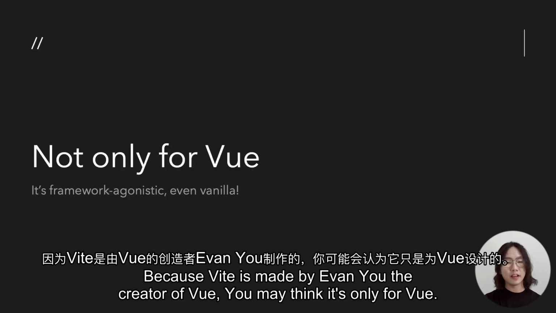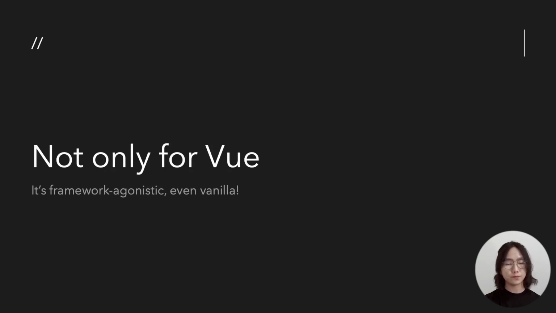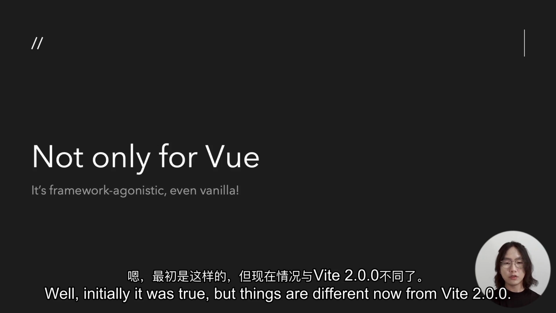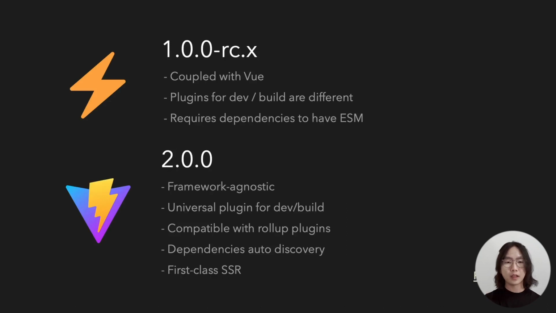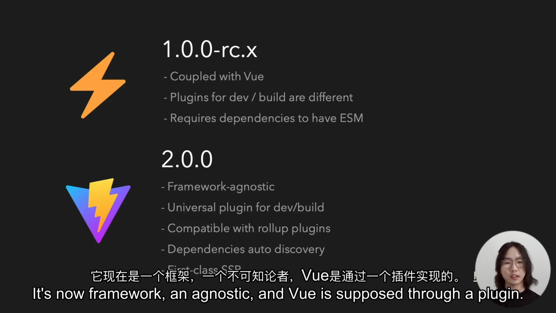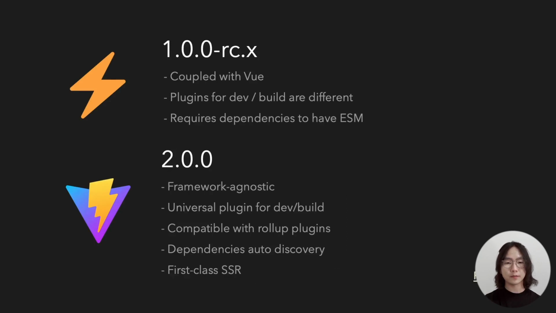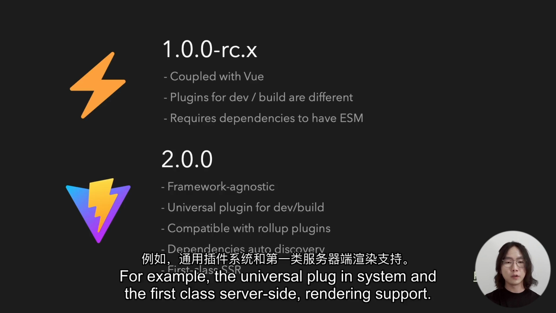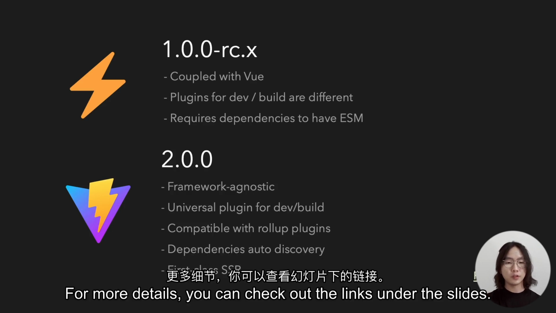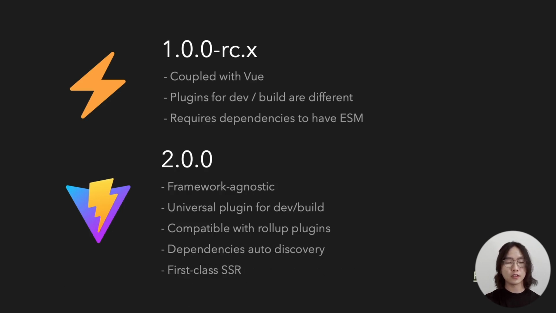As Vite is made by Evan, the creator of Vue, you may think it's only for Vue. Well, initially it was true, but things are different now. From Vite 2.0, it's now framework agnostic and Vue is supported through a plugin. It also comes with a bunch of new features and improvements. For example, the universal plugin system and the first-class server-side rendering support. For more details, you can check out the links on the slide.